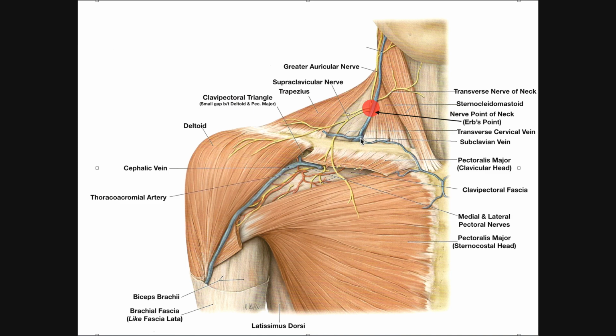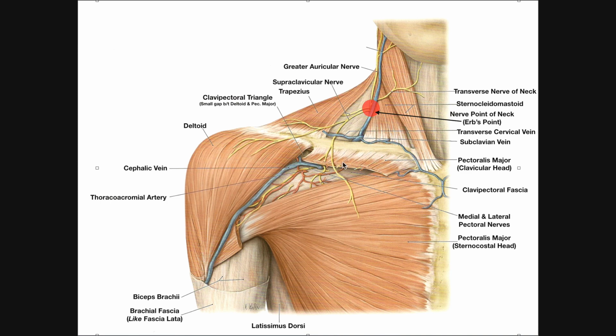Right here we have the subclavian vein. We can't see too much of it. Now the subclavian vein is going to be coming from behind the sternocleidomastoid because it is a deep vein, and it's going to very quickly pass underneath the clavicle. It's going to pass under the clavicle and go over the margin of the first rib. When it goes over the margin of the first rib, it becomes the axillary vein.